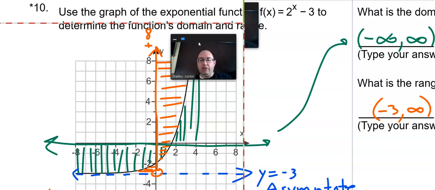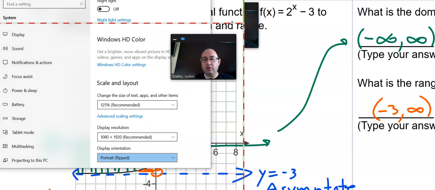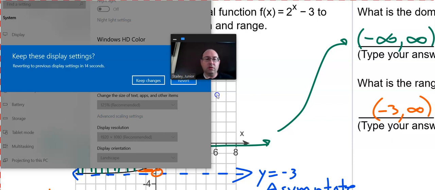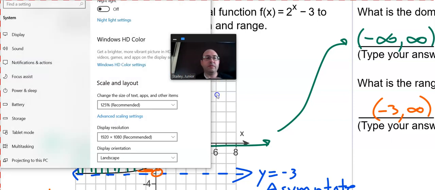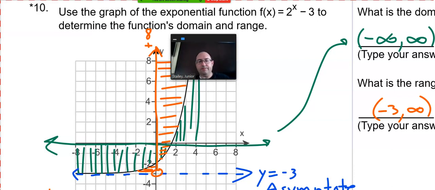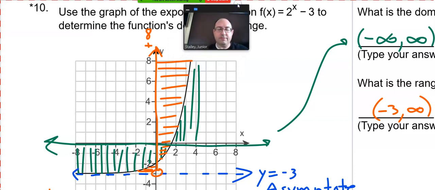What I put on the y-axis in orange is negative infinity to infinity. Okay, might as well switch it back because this ain't helping. Man, I thought it was going to be so cool. Change the orientation. Let's go landscape. Alright, keep changes. And then get rid of this thing off my screen. Alright. So cool, but it didn't work.